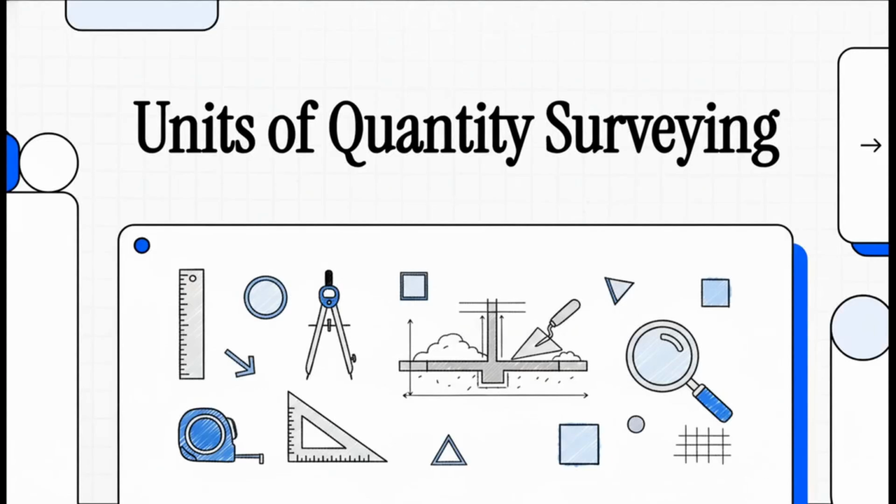In the world of quantity surveying, one tiny mistake can end up costing millions. And a lot of the time, that mistake comes down to something that sounds simple, choosing the wrong unit of measurement. Today, we're going to break down the core system that pros use to get it right every single time.